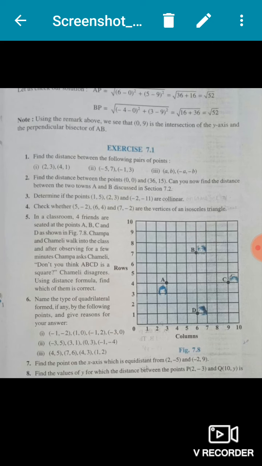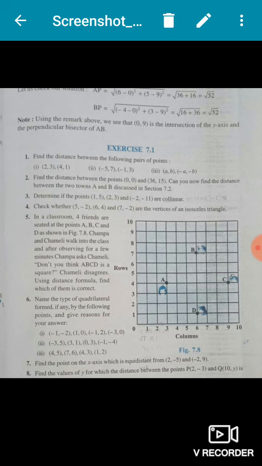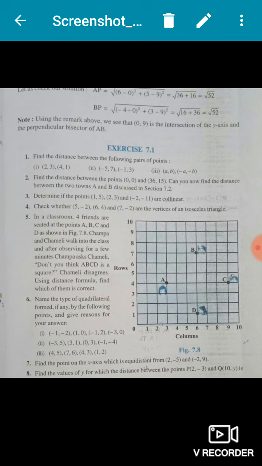Okay, next, question number 2: find the distance between points. Same question again, only difference is that one origin is given. You know what origin is, the coordinates of origin are 0, 0, and the second is a simple point whose distance I have to find. No problem, you can find it, it's the same question, using the distance formula.